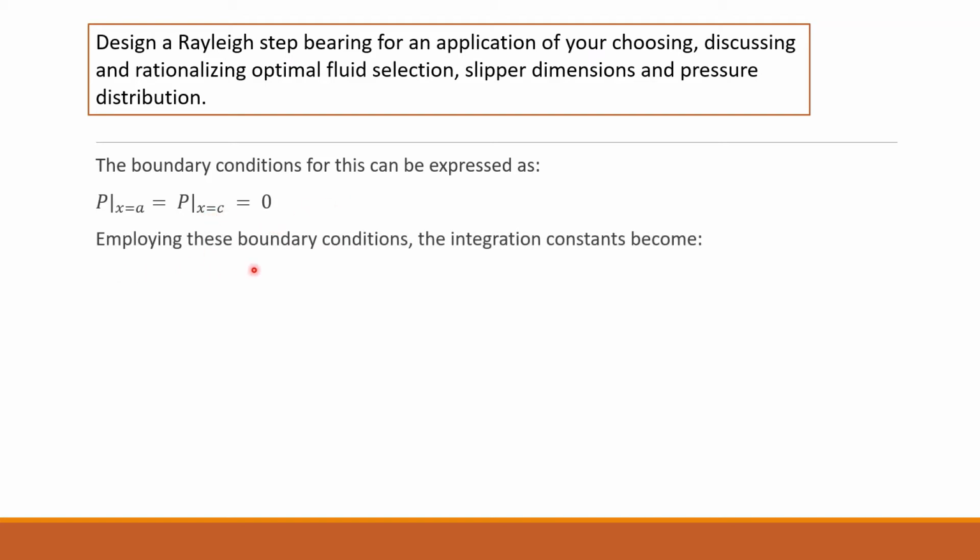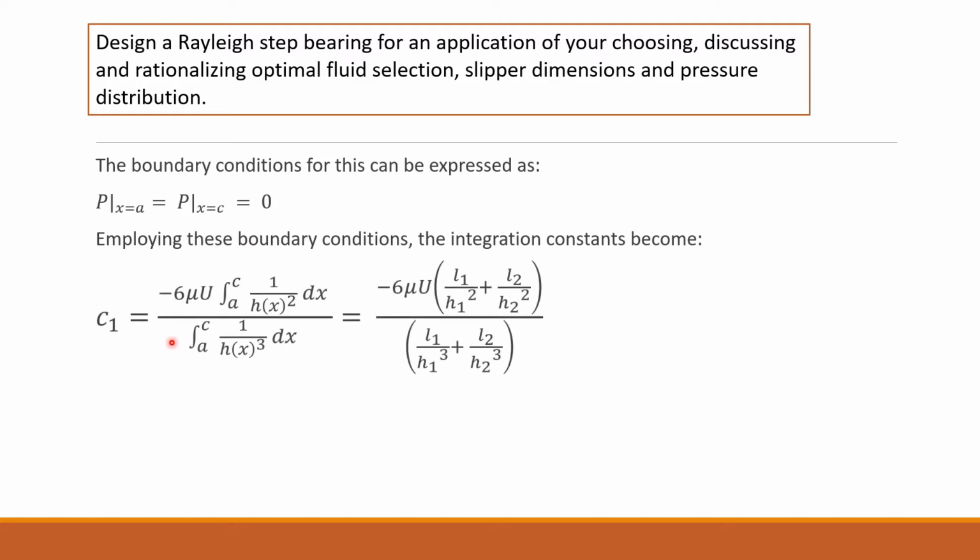So employing these boundary conditions, the integration constants become C1 is equal to this here, which is equal to minus 6 times the viscosity times the velocity, multiplied by, all in brackets, L1 over H1 squared plus L2 over H2 squared, and all this is going to be over L1 over H1 cubed plus L2 over H2 cubed, and C2 is equal to 0.